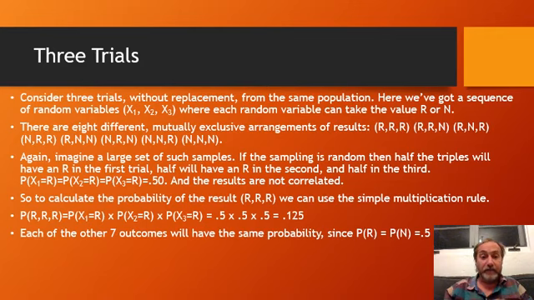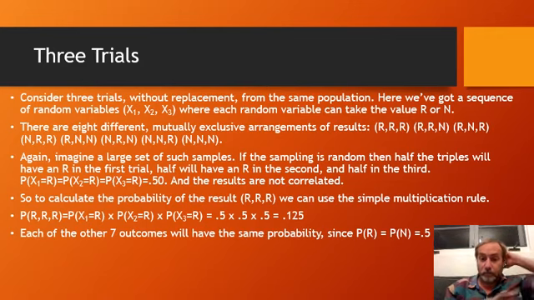So the probability of x1 being an R is equal to the probability of x2 being an R, which is equal to the probability of x3 being an R, right? And the results are not correlated. So we have random sampling.